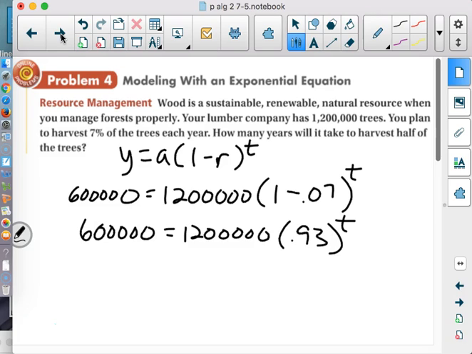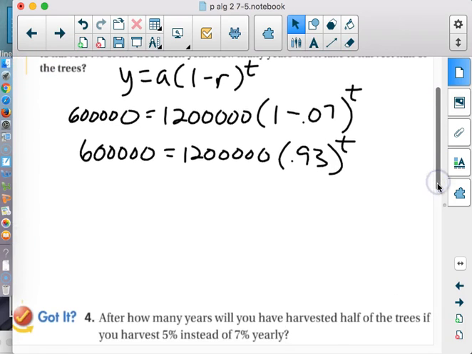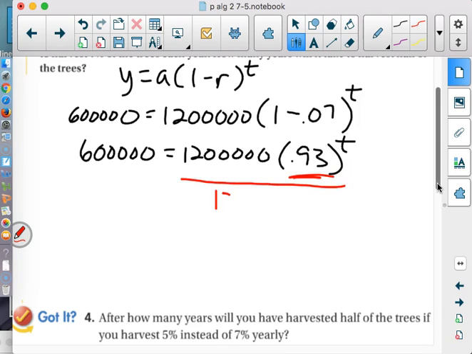We want to use logarithms for this. We don't want to use Blinky. So we have to expose this base right here so we can do logarithms. That means 1,200,000 has got to go. What do we do with it? You divide. This is multiplication over here. We want to get rid of it. We're going to divide it. 1,200,000. Wait a minute. Isn't 600,000 divided by 1,200,000 1/2? Of course it is. That's what we needed.